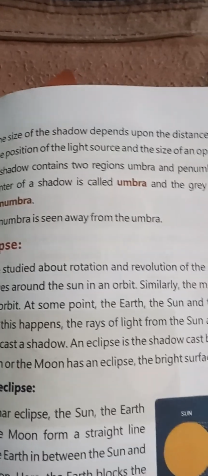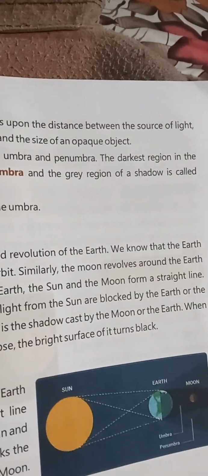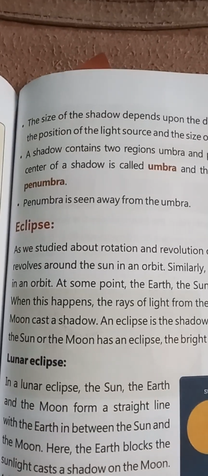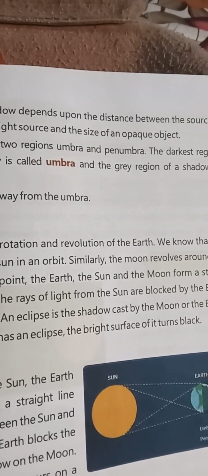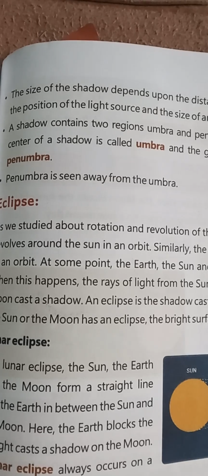A shadow contains two regions, umbra and penumbra. The darkest region in the center of the shadow is called umbra, and the gray region of the shadow is called penumbra. Penumbra is seen away from the umbra.